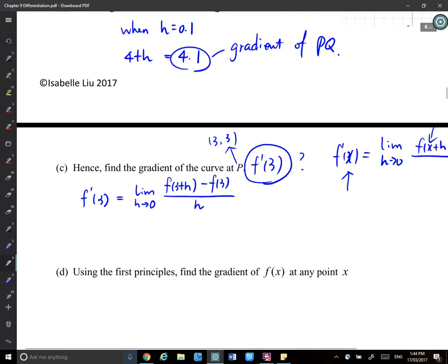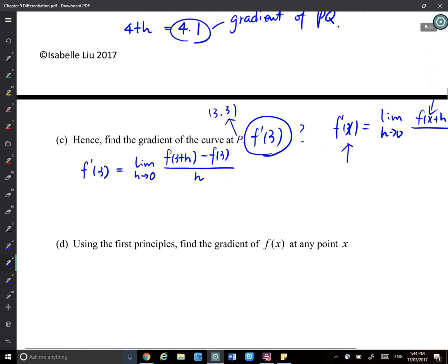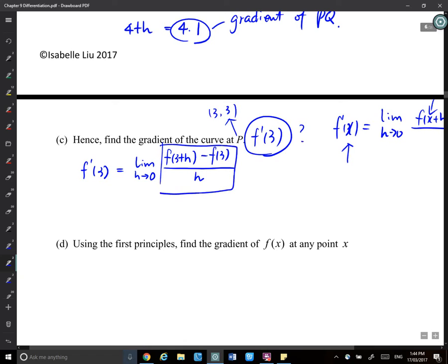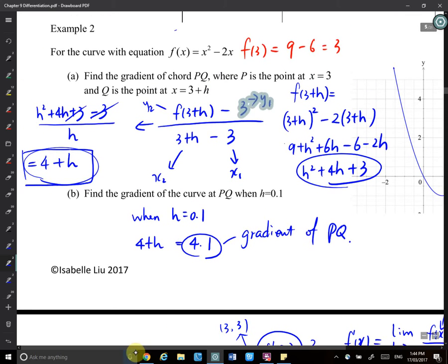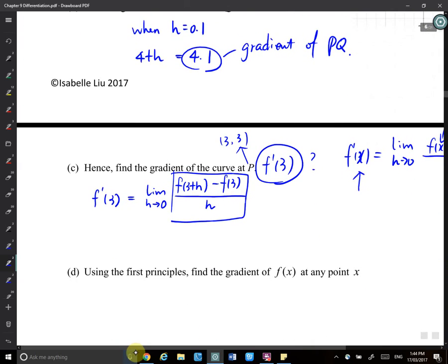Okay, why do I use that way? Because what is this? That is just h plus 4. Can you see that? Because that is f(3 plus h) minus f(3) over h, which I already simplified at the very beginning. So that equals lim h approaching 0 of 4 plus h. And what does that equal? That equals 4.